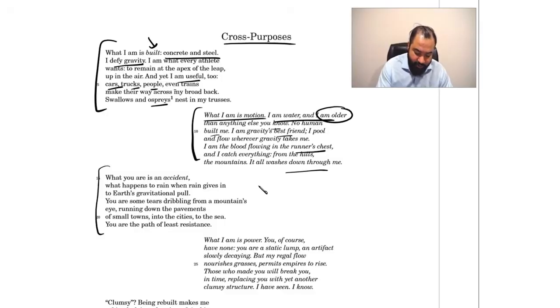"What you are is an accident." Okay, so that's now an insulting term. The concrete is insulting the water. "What happens to rain when rain gives in to Earth's gravitational pull? You are some tears." Okay, the word tears is like a sense of weakness. "So you are some tears dribbling from a mountain's eye, running down the pavements of small towns into the cities to the sea. You are the path of least resistance." So we can see that concrete is trying to insult the water.